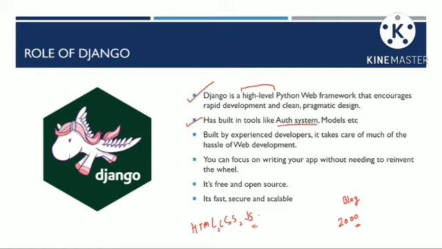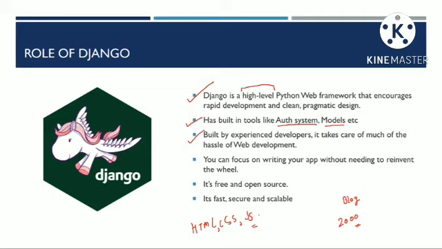Another reason you want to use Django is models. You don't want to go to the database and write the tables. You want Django to take care of that, and Django takes care of that in a very secure and optimized fashion. So this was another reason to use Django. Now you can focus on writing your app without needing to reinvent the wheel.